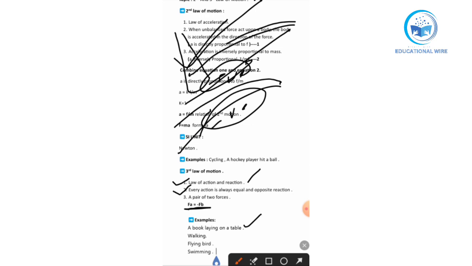Examples are there, like a book lying on a table. Now you will see that it's an example of rest, the first law of motion. But no, like this is a table, this is a book. When the book is just lying on a table, here is the action, that due to gravity it's lying, and the table gives a reaction. So it simply gives us an equal and opposite reaction to the action.